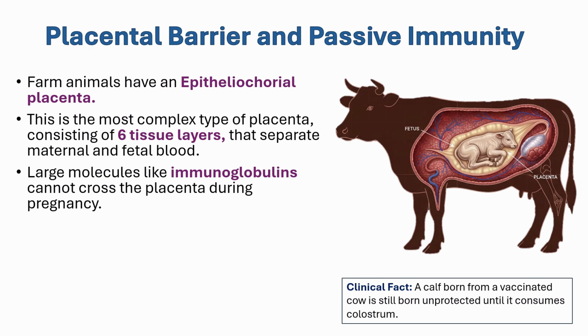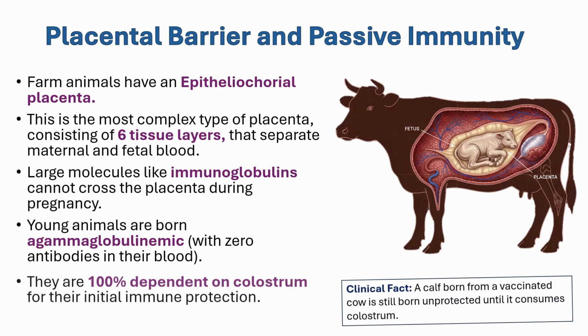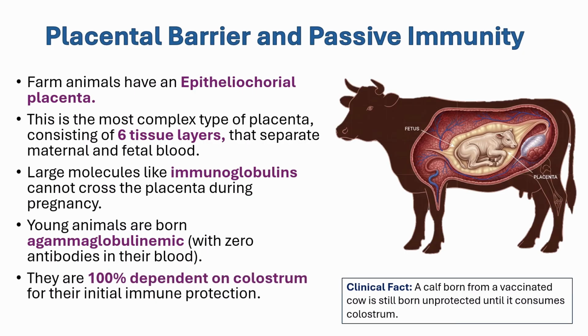This leads to a critical clinical state. Young animals are born agammaglobulinemic, meaning they have 0 antibodies in their blood at birth. Consequently, they are 100% dependent on colostrum for their initial passive immunity. For example, a calf born from a vaccinated cow is still born unprotected until it consumes colostrum. For these species, the first drink of colostrum is not just a meal, it's a life-saving immunological transplant.